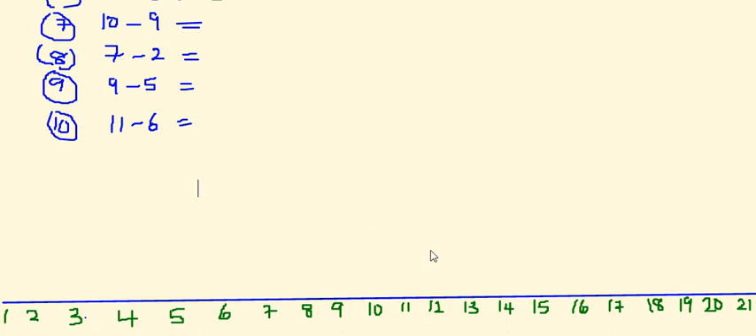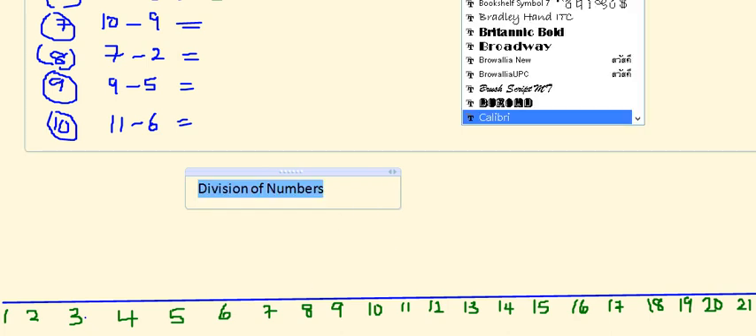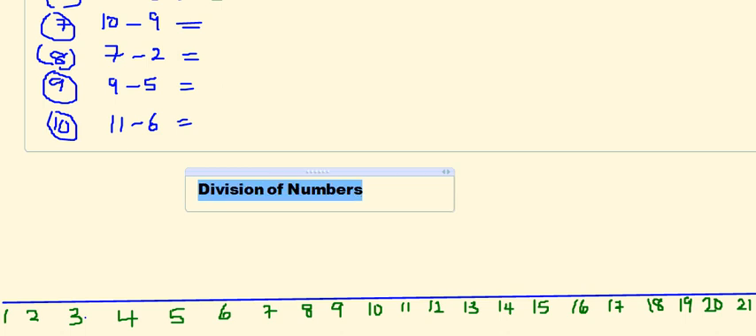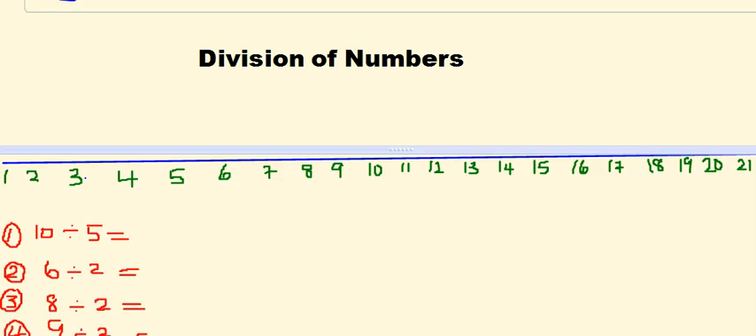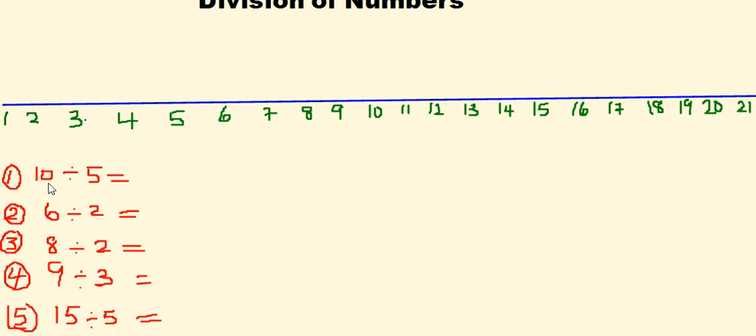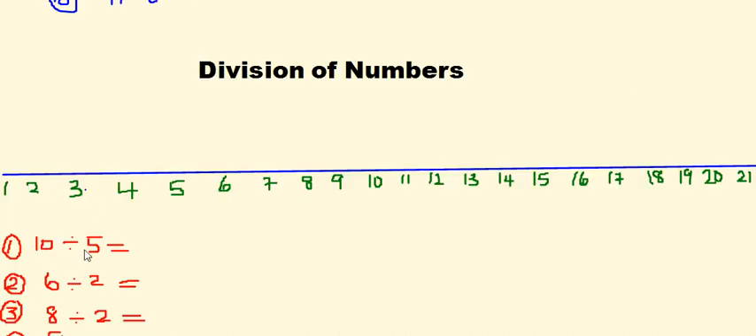Let's now look at division of numbers. 10 divided by 5. This is 10. From that 10, you divide it by 5. That is, you count 5 from it: 1, 2, 3, 4, 5.